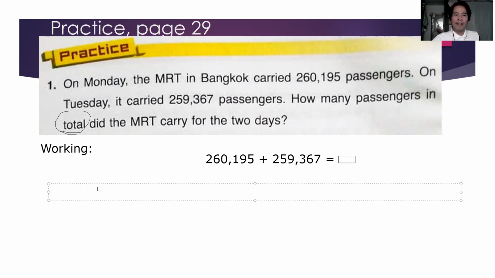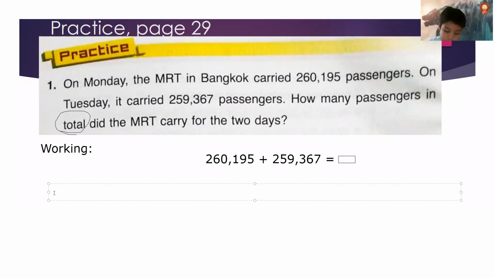So I think. Teacher. I thought Khan said 250,195 plus 259,367 equals 2. Okay, like this, right? Okay, then you can write like this.